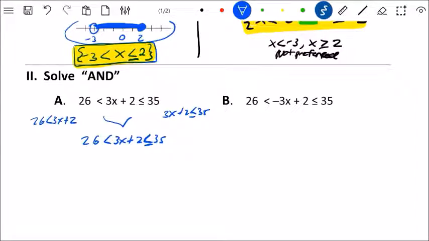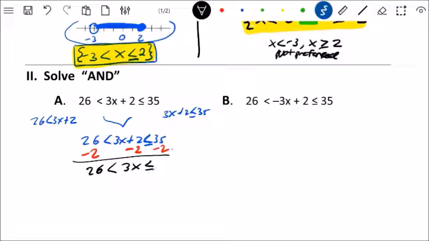So what I'm going to do is work like I normally would to solve an equation, but now I'm going to be doing it on the right side and on the left side. So I'm going to do both of them at the same time. That leaves us with 26 less than 3x less than or equal to 35. Oh no, that's 33. That's wrong.